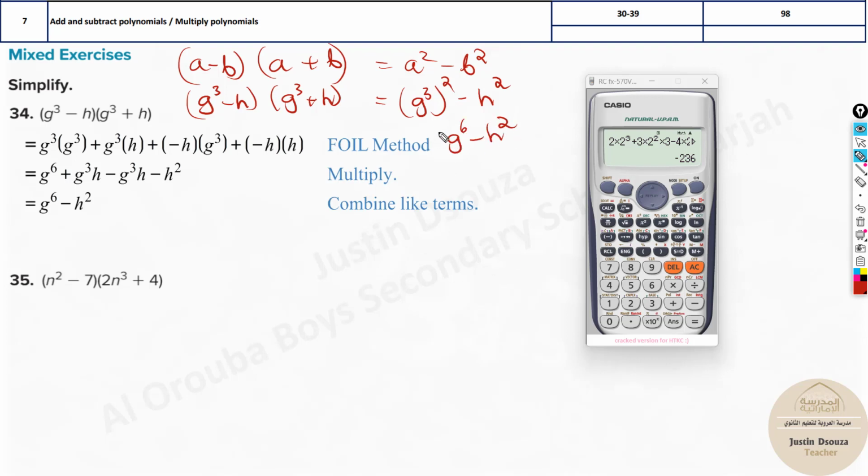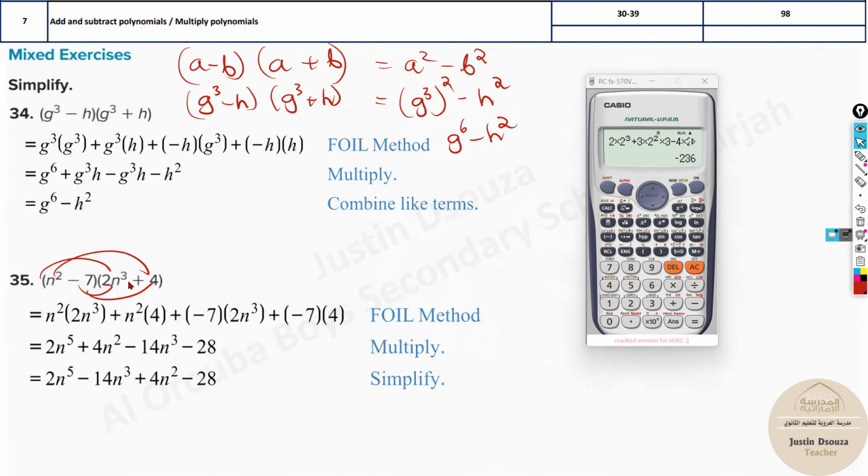This is another simpler version. I would generally prefer doing this. It's not possible everywhere. Over here, it's not possible. Over here, you have to do FOIL. But this is a formula which you remember. It's called the difference of squares. If you remember that, you can easily do it.